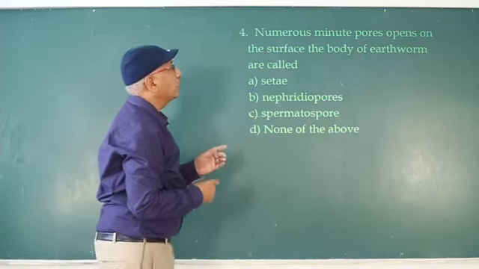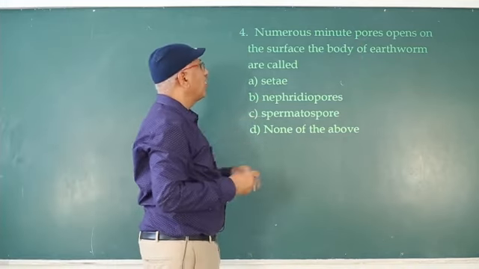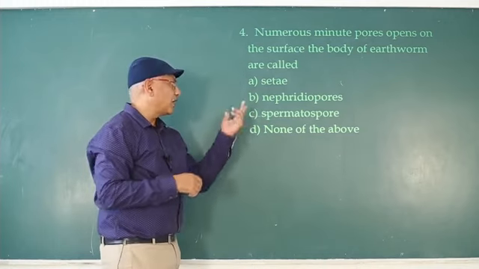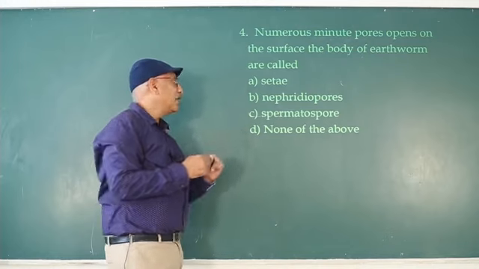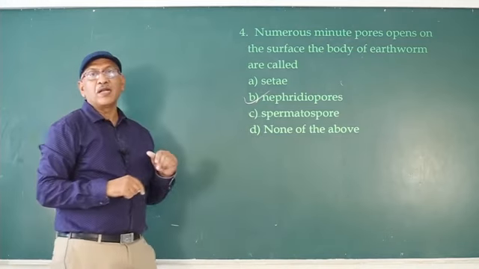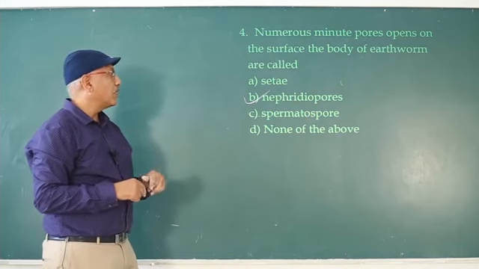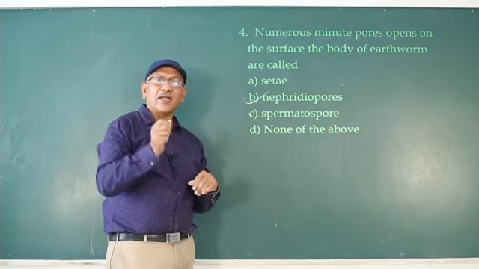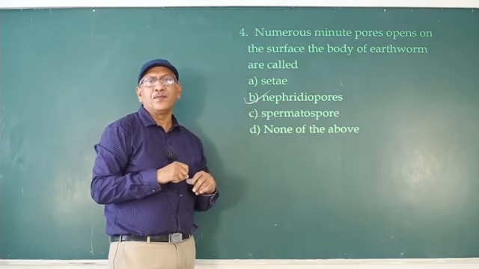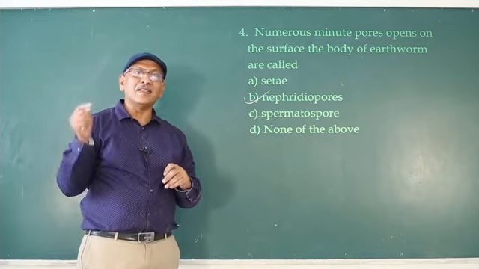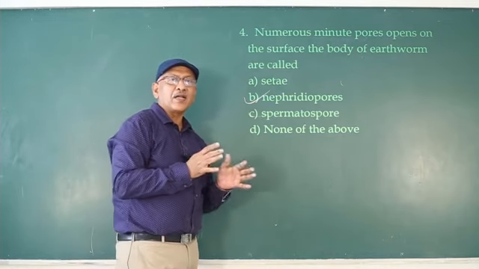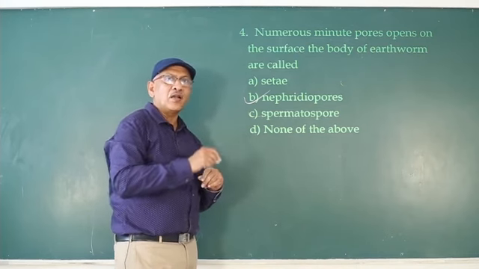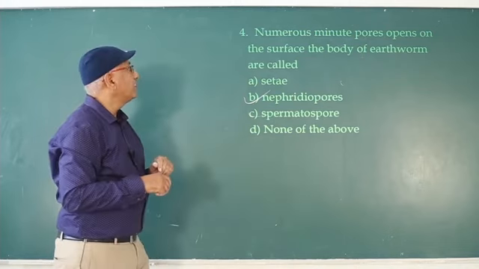Next question. Numerous minute pores open on the surface of the body of earthworm are called nephridial pores. We already discussed every segment contains 200 to 250, but in the clitellar region, every segment contains 2000 to 2500. That's why integumentary nephridia present in the clitellar region are known as forestal nephridia. In a forest, numerous trees. In the same manner, each clitellar segment contains numerous integumentary nephridia. That's why integumentary nephridia are also known as forestal nephridia.